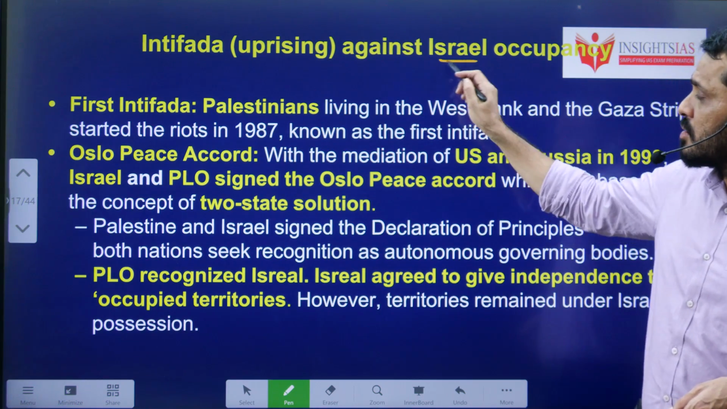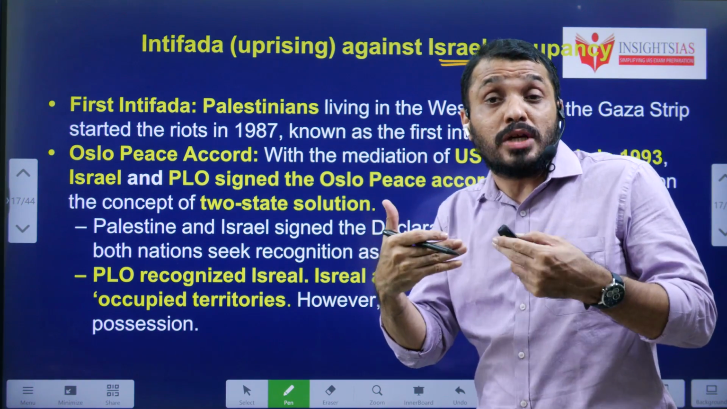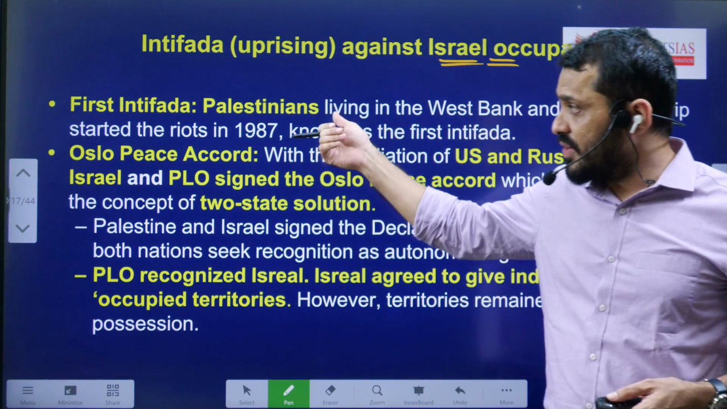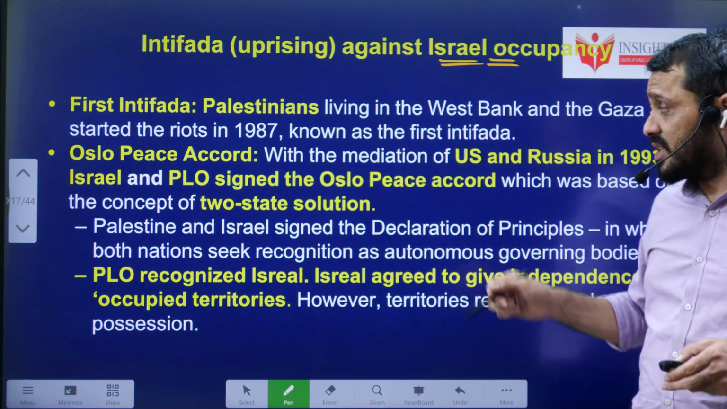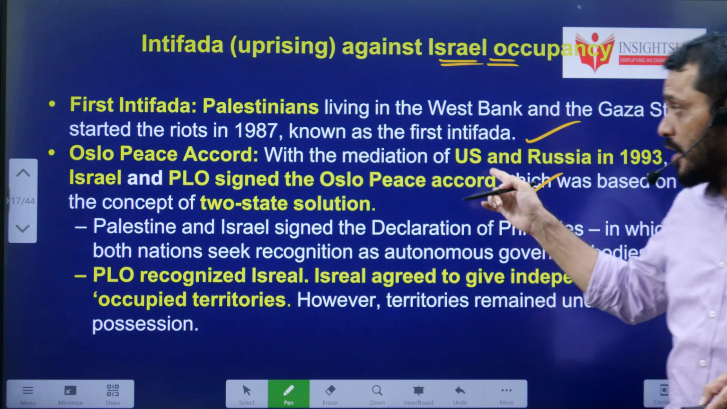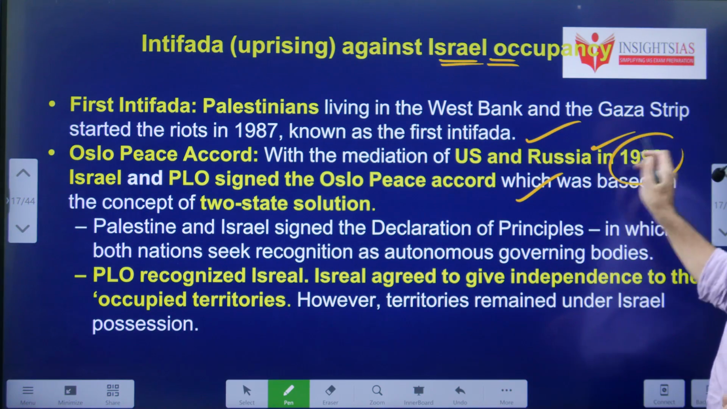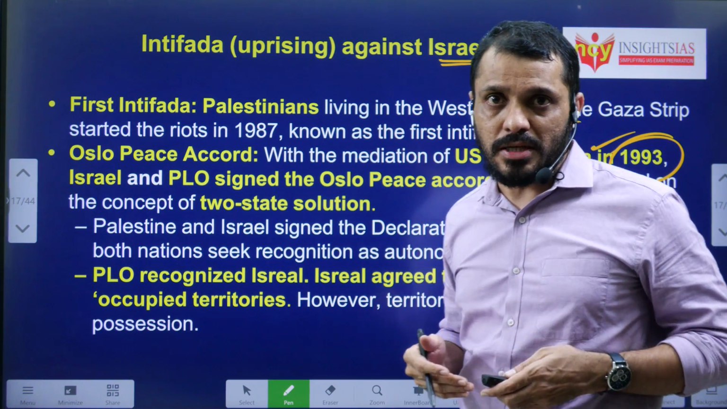Meanwhile, Intifada means people's uprising, a people's revolt against the Israel government. The First Intifada started in 1987. It ended with the Oslo Peace Accord. The Oslo Peace Accord was mediated by the USA and Russia. It was in 1993. It was a peace deal between Israel and Palestine.